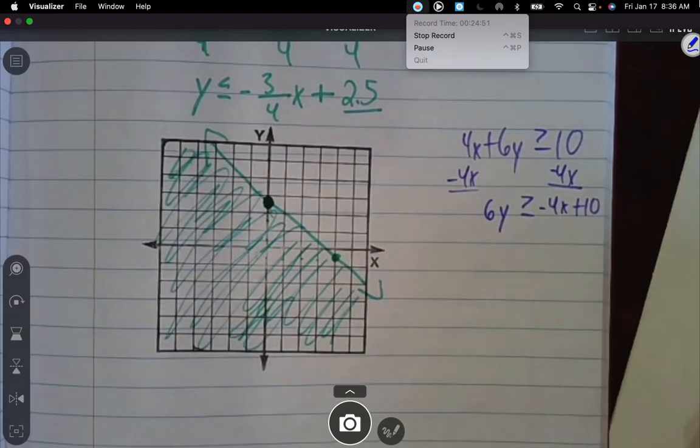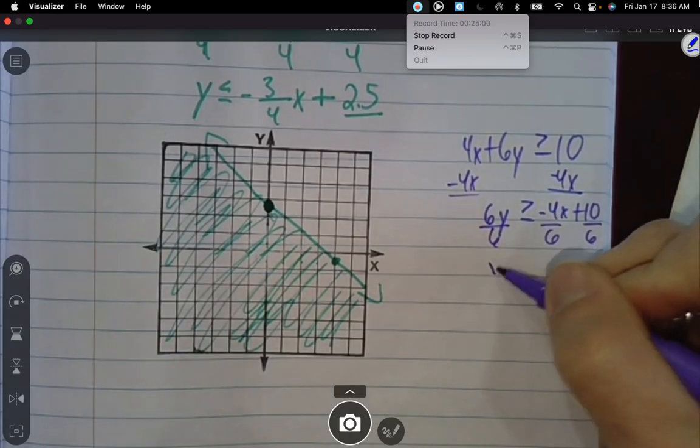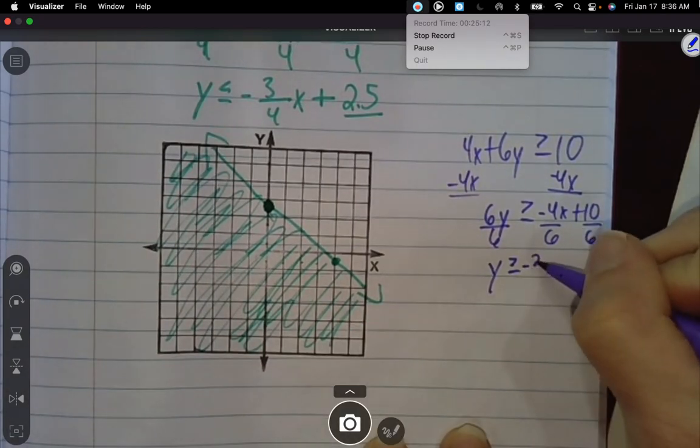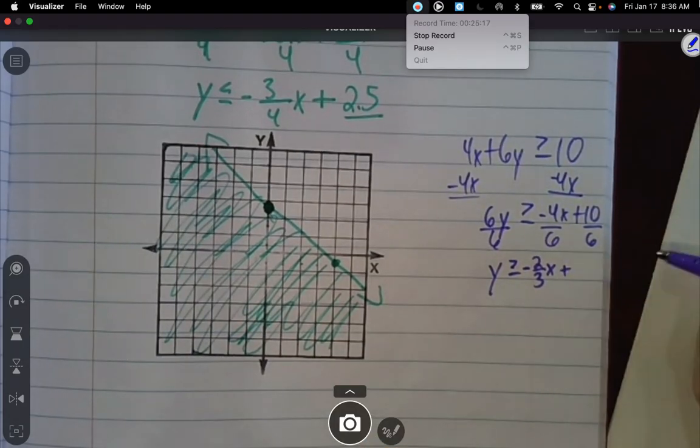Then what do you do? Divide everything by 6. This is the yucky part. Okay? Y is greater than or equal to negative 4 over 6. You can reduce that if you want. If I type in negative 4 over 6 in my calculator, which is charging, guess what it's going to tell me it is? Negative 2/3 x.